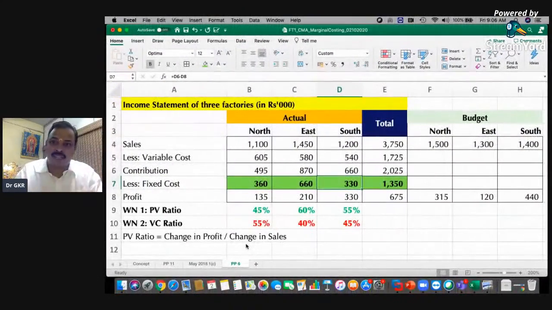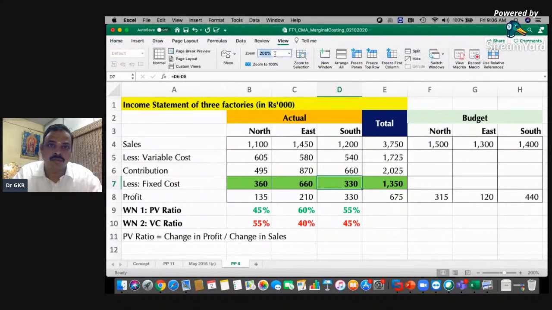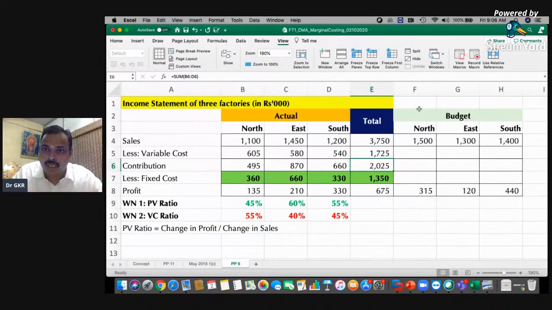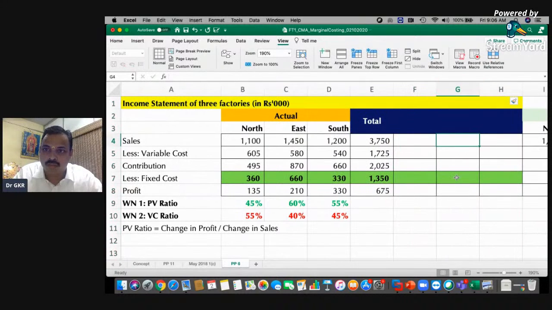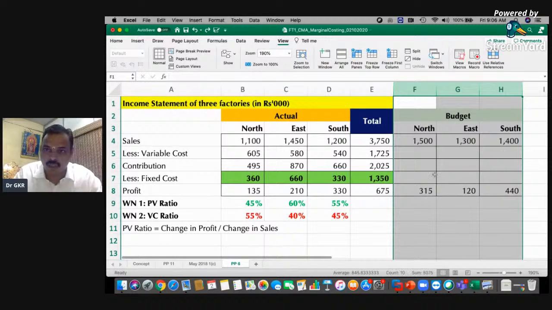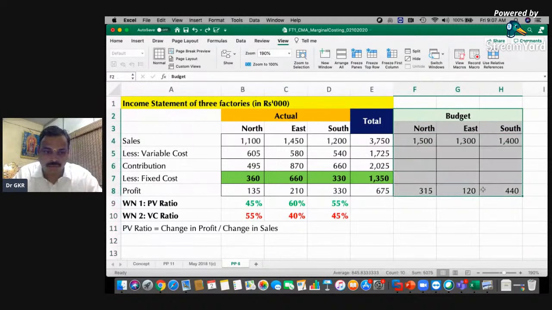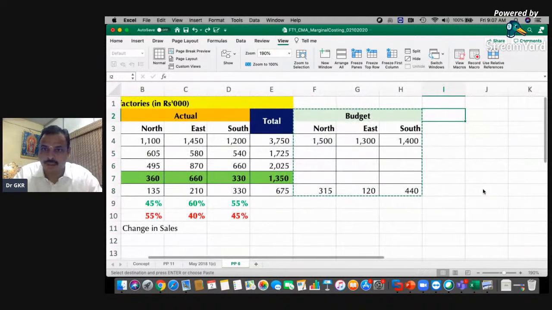Now you need to find the break-even sales. You need to find the break-even sales. Now, how do you find the break-even sales? Very simple, guys. So very simple. So how do I do it? So what I will do, I will actually insert 3 columns. Okay, good. So what I will do, I will change this here.